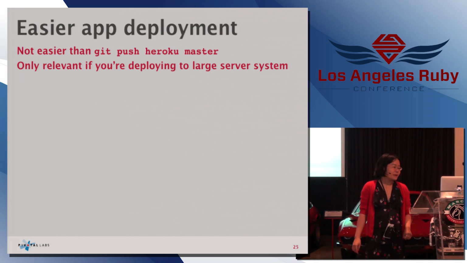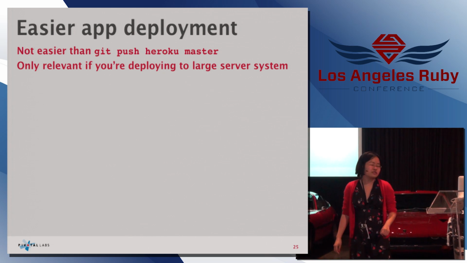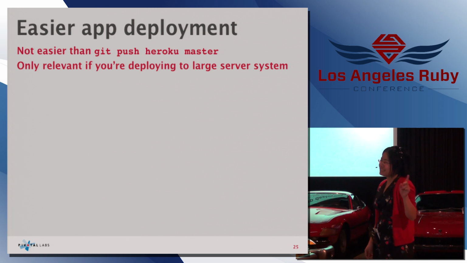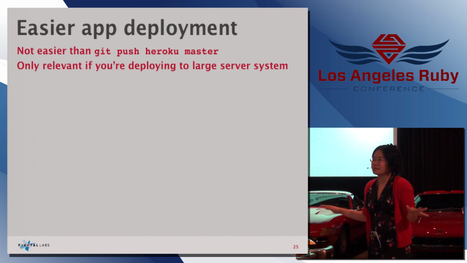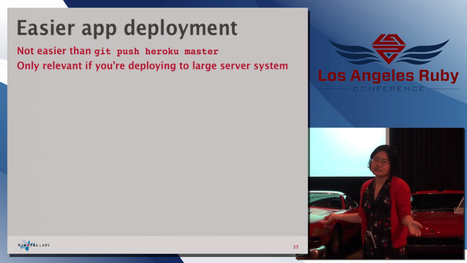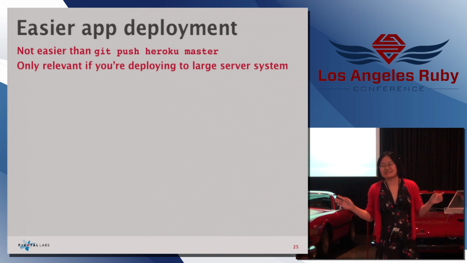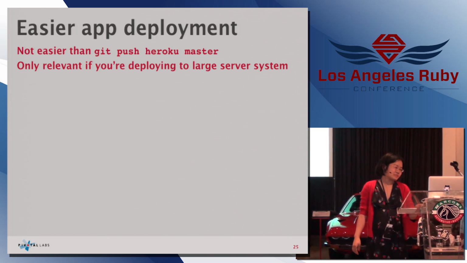So the next compelling reason is that JRuby offers easier app development. But I would like to point out that this is not really precise, because I don't think anything can be easier than git push heroku master. So it's only really relevant if you're deploying to a large server system, or if your sysadmin is deploying it to a large server system.